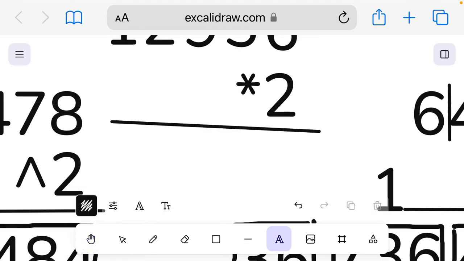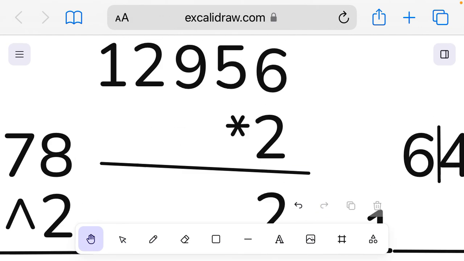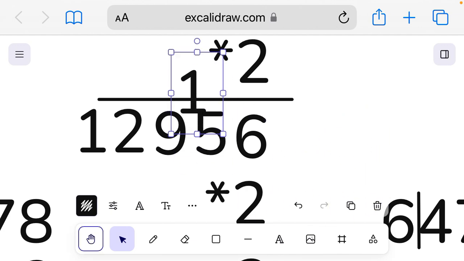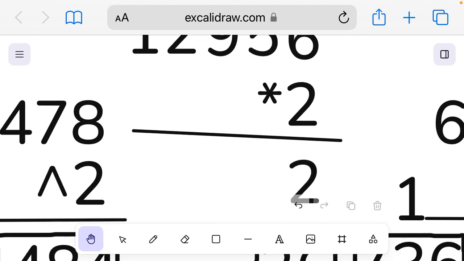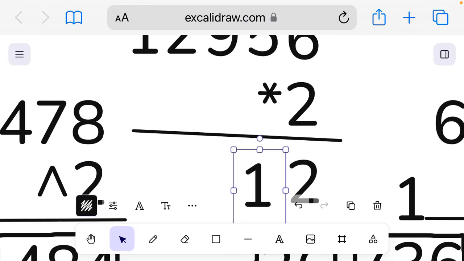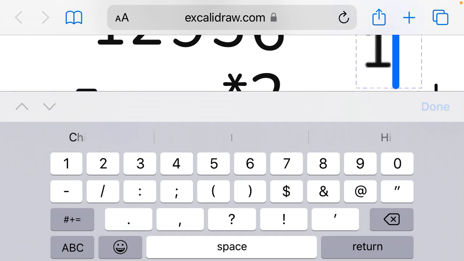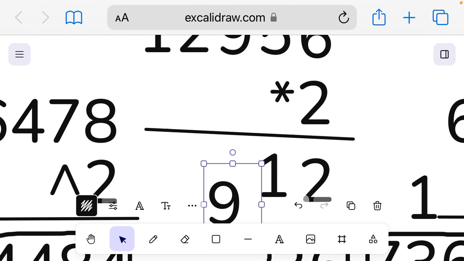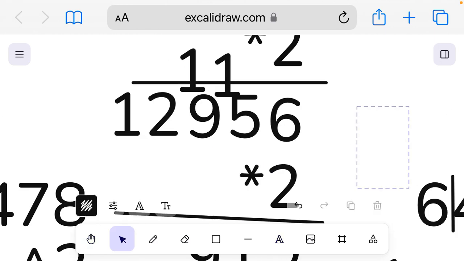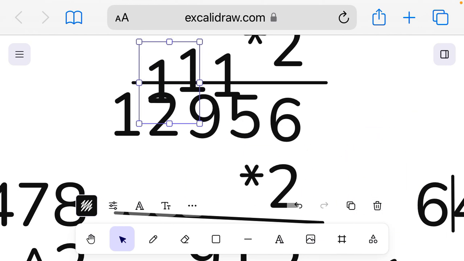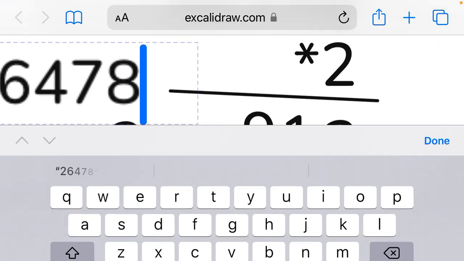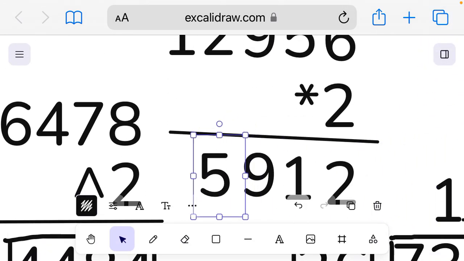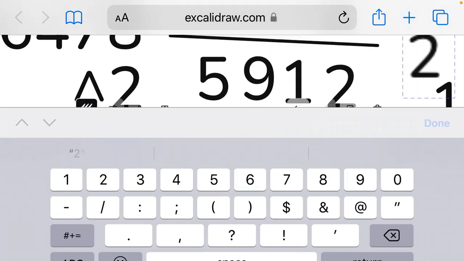So we have 6 times 2, which is 12. Carry the 1. 5 times 2 is 10. Plus 1 is 11. Carry the 1 once again. And then 9 times 2 is 18. Plus 1 is 19. Carry the 1. And then 2 times 2 is 4. Plus 1 is 5. And then 1 times 2 is simply 2.